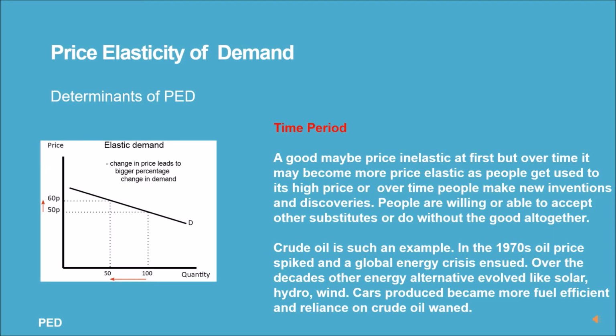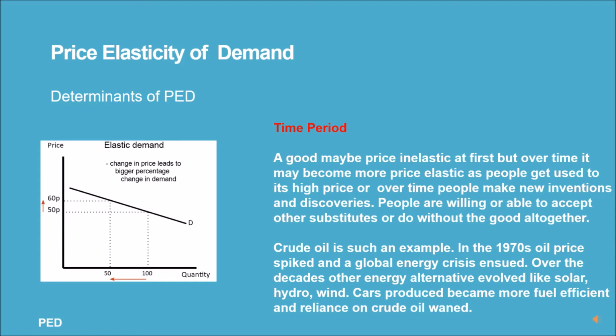Time period. A good may be price inelastic at first, but over time it may become more price elastic as people get used to its high price, or over time people make new inventions and discoveries. People are willing or able to accept other substitutes or do without the good altogether. Crude oil is such an example.